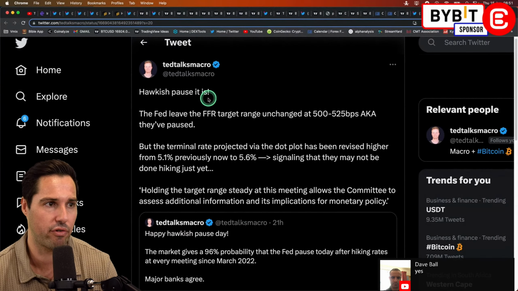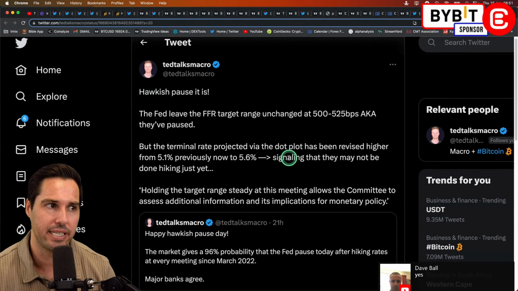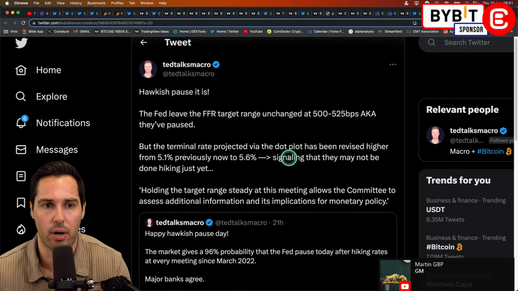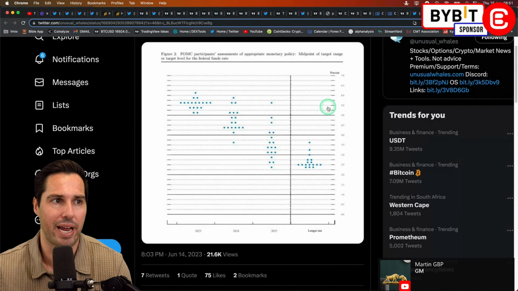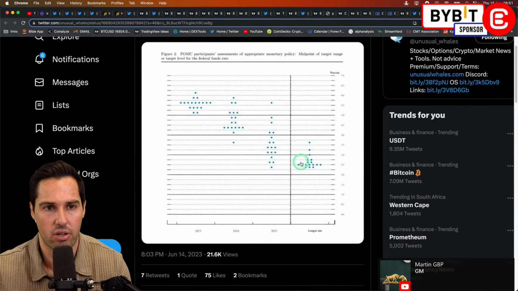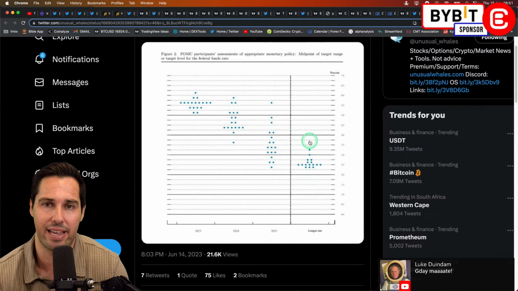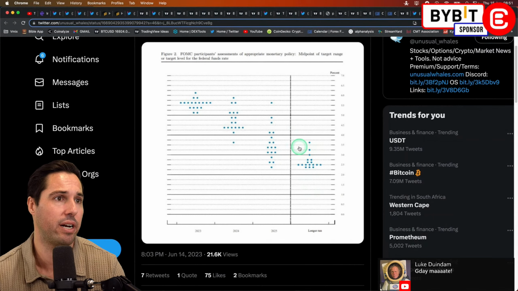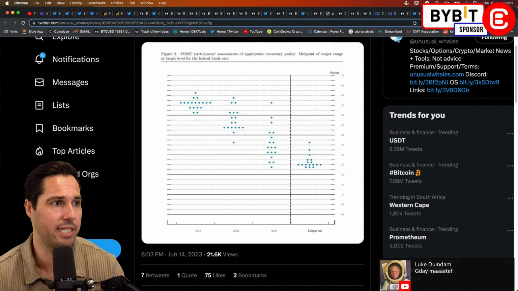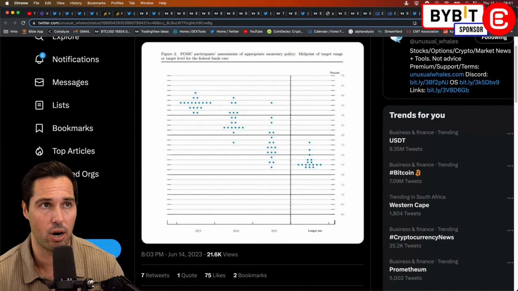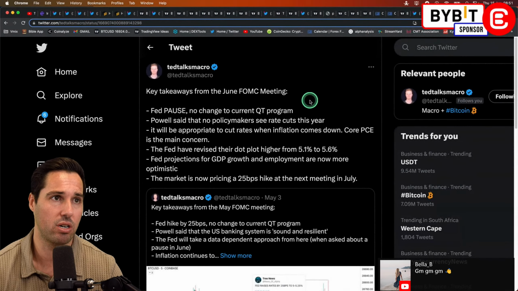And he says holding the target range steady at this meeting allows the committee to assess additional information and its implication for monetary policy. So basically suggesting that the Fed are not necessarily sure that we're out of the woods yet. And this is the dot plot. The way that it works, essentially each Fed member comes and they put a little dot on where they think that the future Fed funds rate will be. And this is kind of where they voted, the majority of them, leading to what TED Talk said over here, is now a 5.6% rate. So pretty much raising the bar. That means that there is a possibility that they're going to continue to raise.